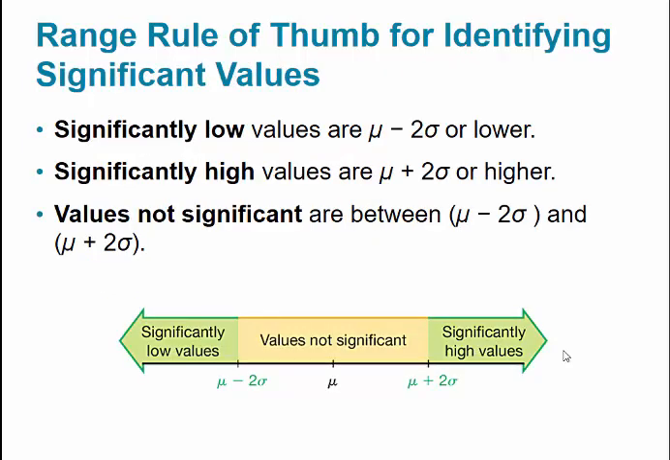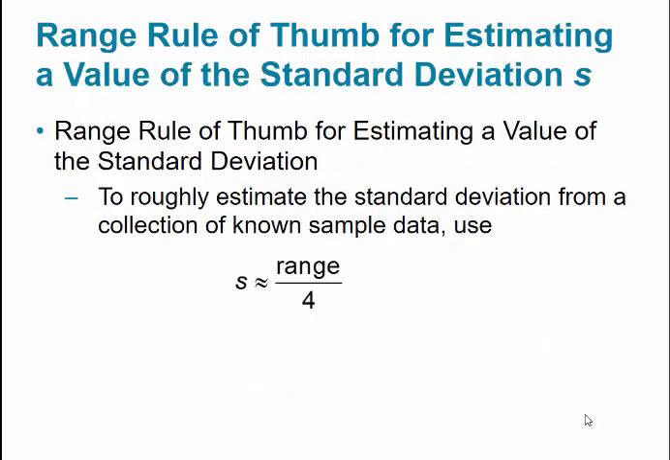So if you have values that are lower than the mean minus 2 times the standard deviation, or values that are the mean plus 2 times the standard deviation, those are what they consider to be significantly high or low values. Now, if it's between mu plus or minus 2 sigma, then those values are not significant. So if everything else is equal, 95% of all of your data points should be between this value and this value.